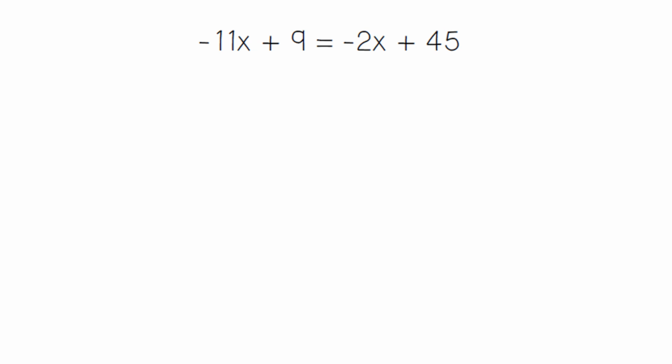For number 2, we're going to skip step number 1 because we don't have any parentheses to distribute. We're also going to skip step 2 because there's no like terms to combine. 11x and 9 are different. 2x and 45 are different. So we're going straight into step number 3. We take the variable negative 2x. We do the opposite. We do a positive 2x.